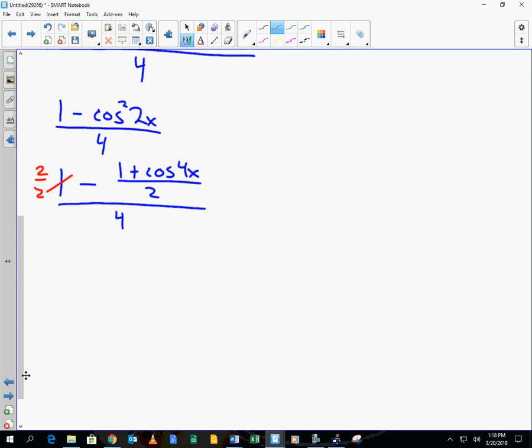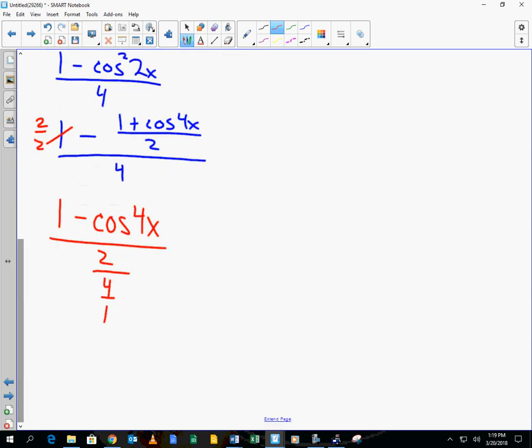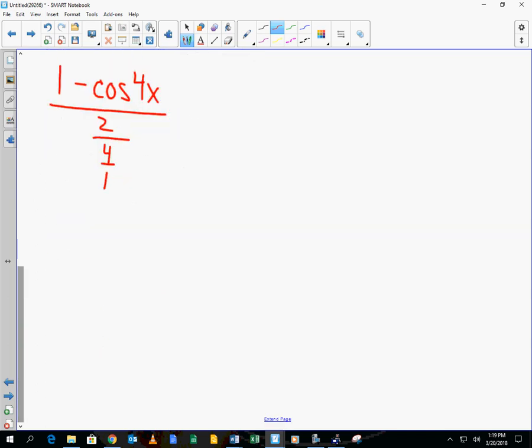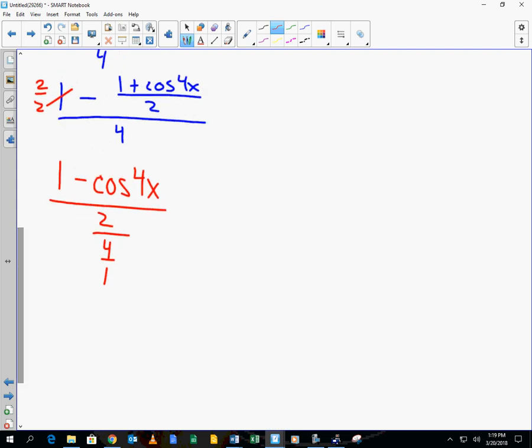So I have 2 minus 1. And will that be a positive cosine of 4x or a negative cosine of 4x? Negative cosine of 4x over 2 over 4 over 1, right? How do I simplify? Multiply by the reciprocal. 1 minus cosine of 4x all over the wonderful 8.